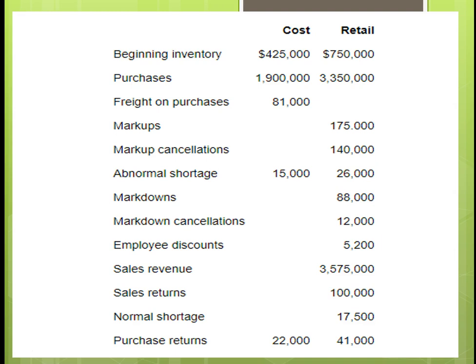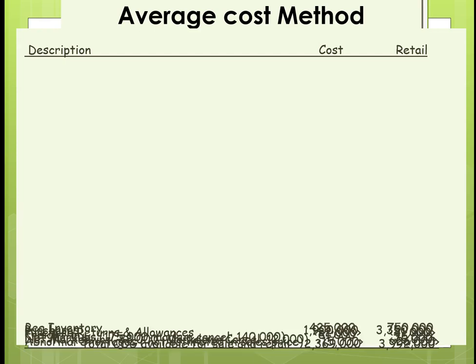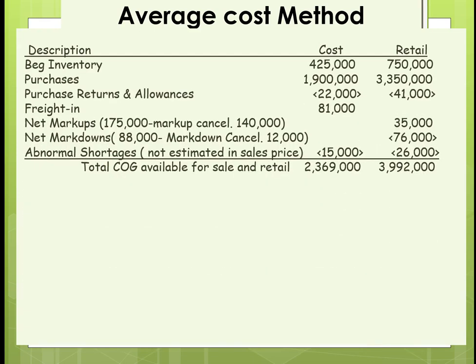This is our problem. I tried to include a lot of everything in there so you can see the big picture. Now we're going to work this through. We're going to start with our beginning inventory plus purchases, less returns, plus freight, plus markups, less markdowns, and abnormal shortages. Now we have total cost of goods available for sale at cost and retail. Now we can do our percentage, which tells us that our cost is estimated at 0.593 of sales.